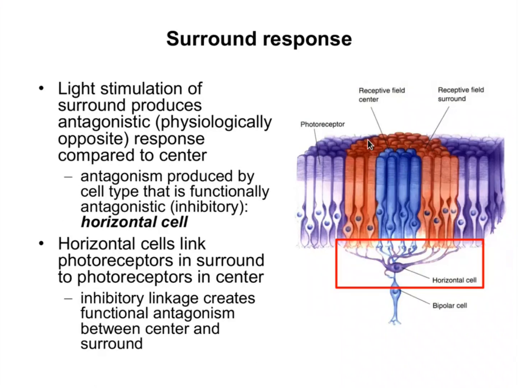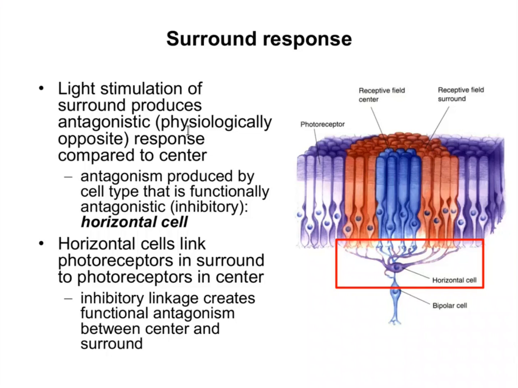Okay, so the next thing that we need to consider is why the surround zone has an antagonistic response. So in considering the nature of the response of the surround zone, it's functionally antagonistic. So light stimulation of the surround zone always produces the opposite type of response compared to the center. It doesn't matter if we're talking about an on-center retinal ganglion cell or an off-center retinal ganglion cell. The nature of the surround response is always the opposite of the center response.